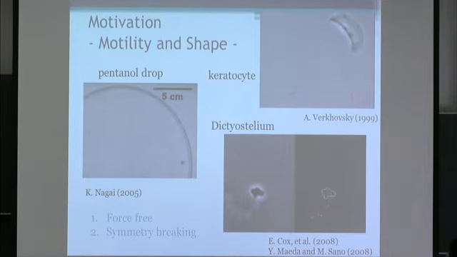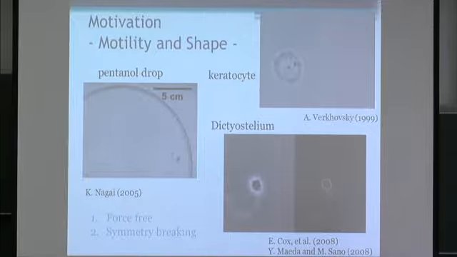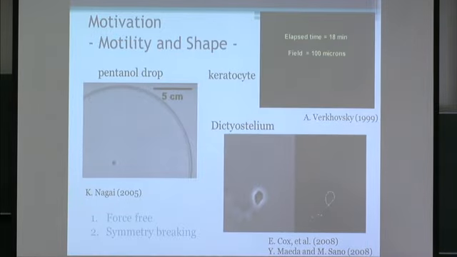And another movie is this keratocyte cell, and actually this is not a complete cell, but a fragment of a cell. But still, in the circular shape, this cell doesn't move. But if you change the shape a little bit like this, then this fragment of cell starts to move in a certain direction.